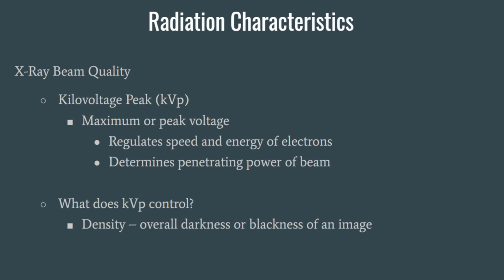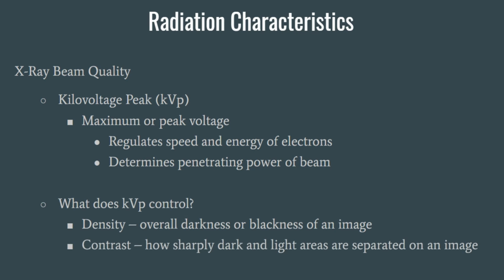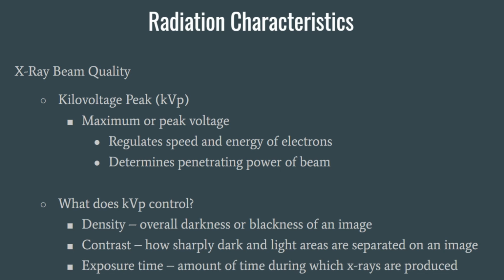So what else does kVp control? kVp controls density. Density is known as the overall darkness or blackness of an image. It controls the contrast, or how sharply dark and light areas are separated on an image. So how light is one area versus how dark is one area. And the exposure time. Exposure time is the amount of time during which X-rays are produced, or you can kind of think of it as the amount of time that you're pressing the button that operates the machine.